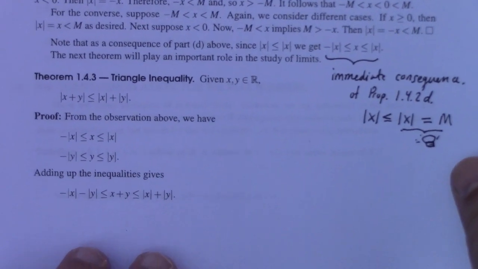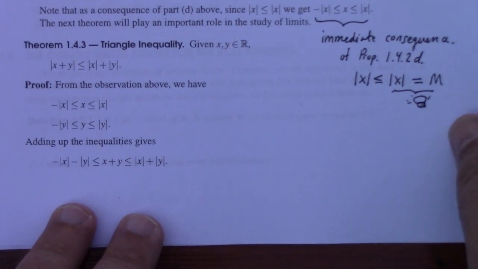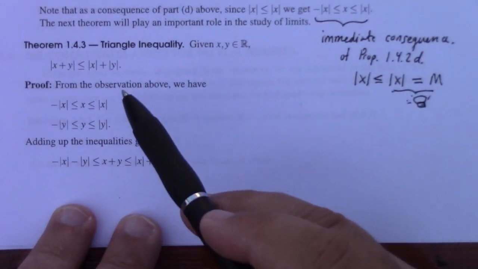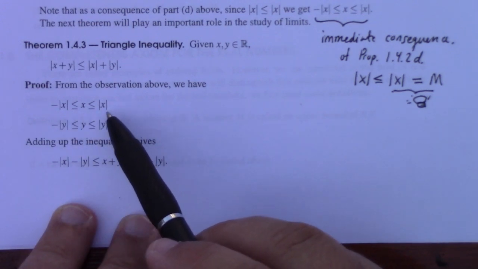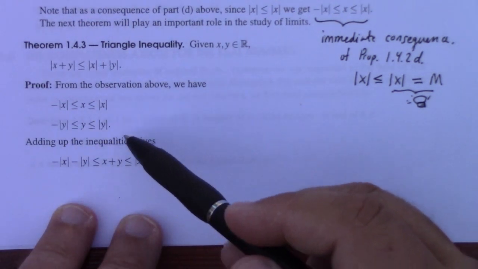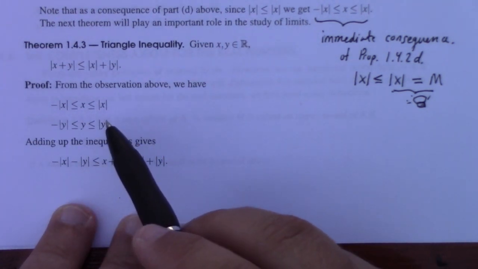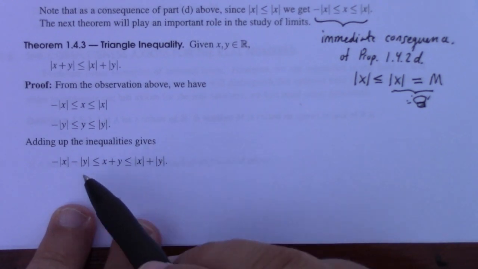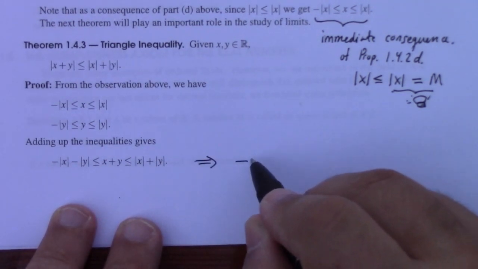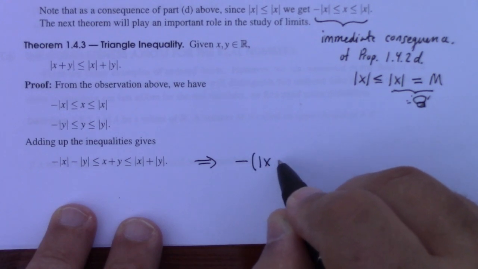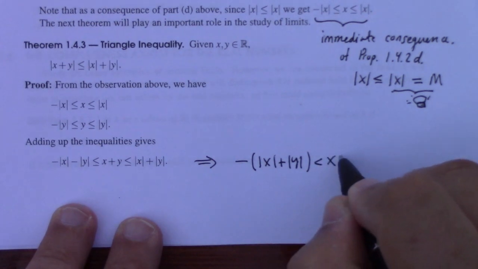Okay, and then once they have that, it's pretty easy to prove the triangle inequality, because you can just notice that minus absolute value of x is less than or equal to x less than or equal to absolute value of x, same for y. And then if we add these inequalities, as we're entitled to by the axioms of the real numbers, we get that minus the absolute value of x plus the absolute value of y is less than x plus y.